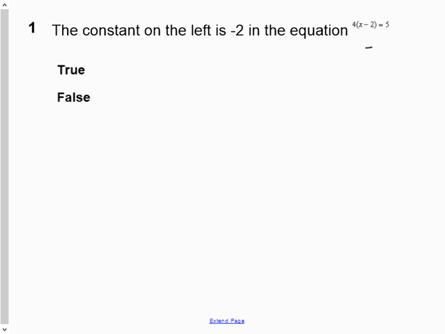So in this equation here, 4 times x minus 2 equals 5. The constant on the left is negative 2, and it appears that it is negative 2, but it's not. The answer is false, and here's why.